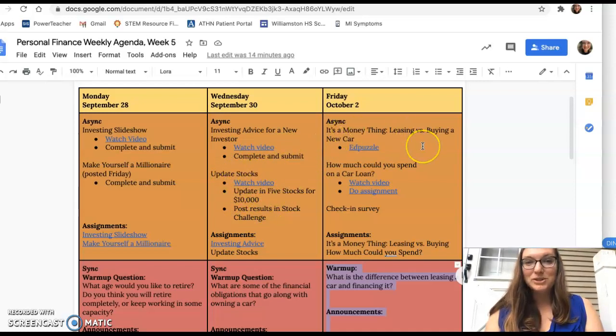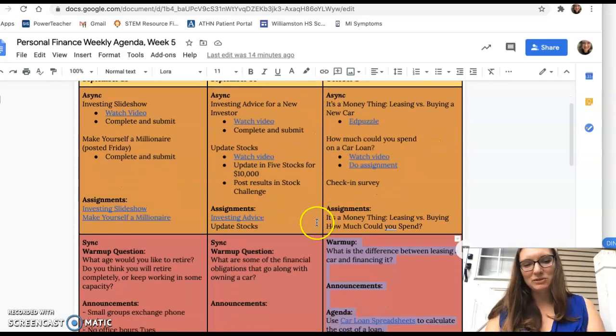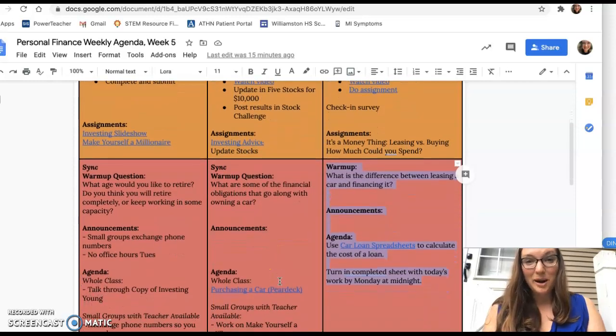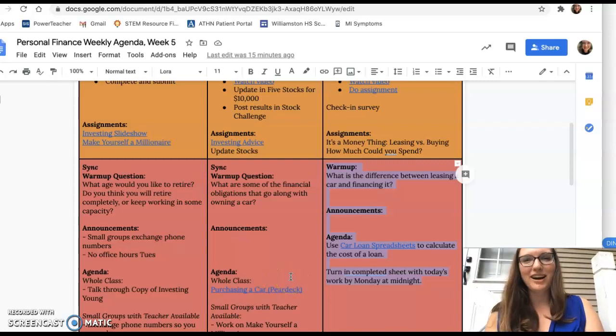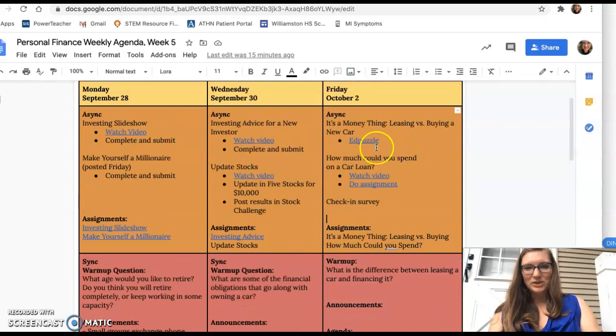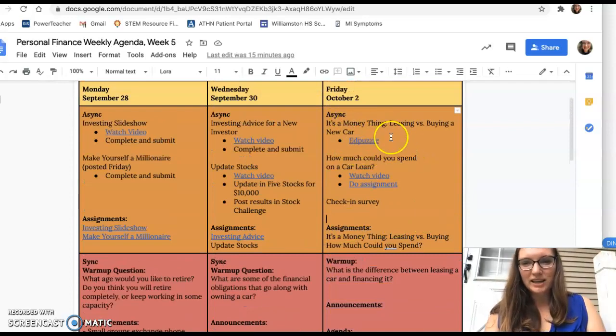On Friday, we are starting, actually, really, it's Wednesday during the synchronous session. We're going to start by looking at the purchasing a car slideshow, just to get an idea of all the things we need to think about when purchasing a car. Then you're going to do a couple activities Friday morning to learn about leasing versus buying a car, and thinking about budgeting for a car.